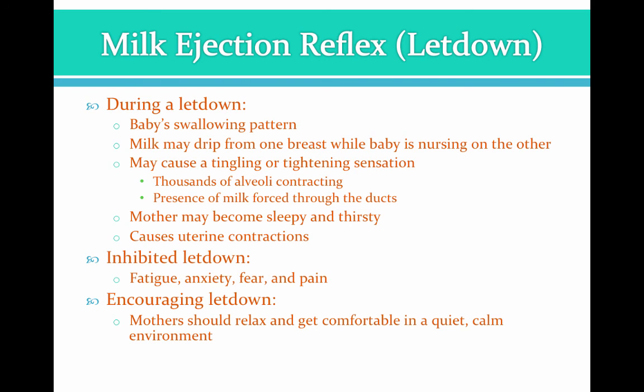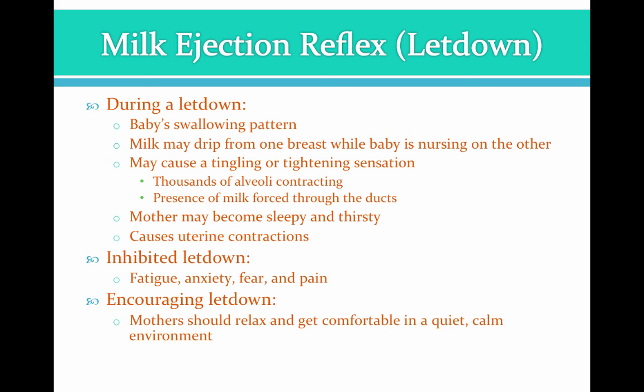And during a letdown, the baby's swallowing pattern changes. So the baby might begin gulping, and sometimes if the mom has a very strong letdown, there might be a very fast flow of milk, and the baby might pull away from the breast. And in that case, if the baby can't handle the strong letdown, the mom can get the baby off the breast, or the baby will get off the breast, him or herself, and then the mom can let the letdown drip into a burp cloth. And then once the letdown is over, then the mom can put the baby back to the breast.